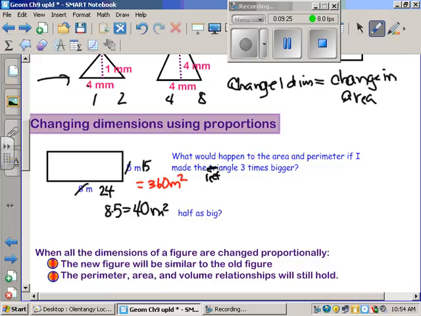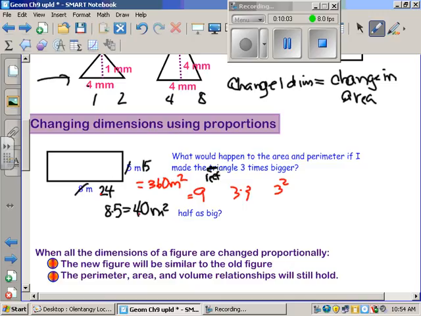Okay? How much bigger is 360 than 40? Well, 360 divided by 40 is 9. So when I triple the height and triple the base, the area goes up by 9, right? 3 and 3. Does that sound familiar? Because another way to write 3 times 3 is 3 squared. And remember, area changes by the square of the ratio.